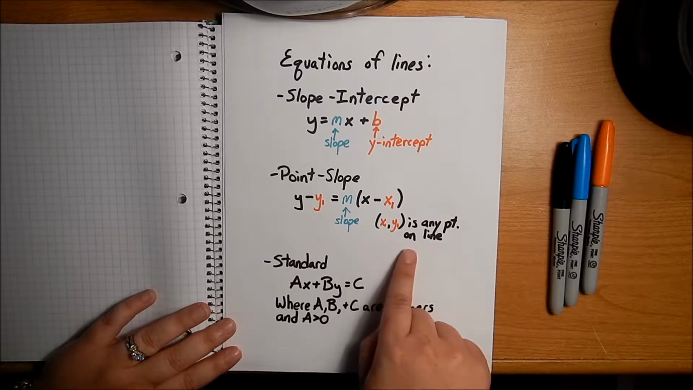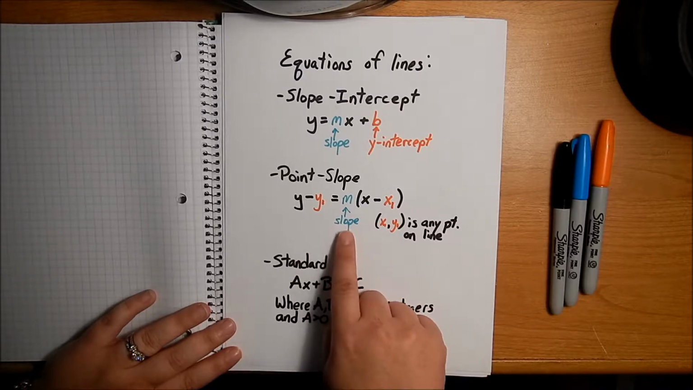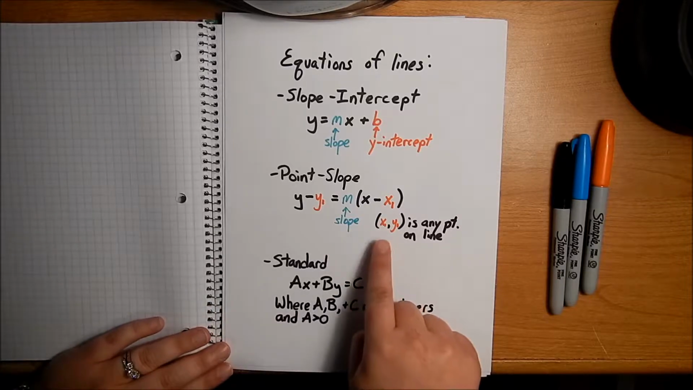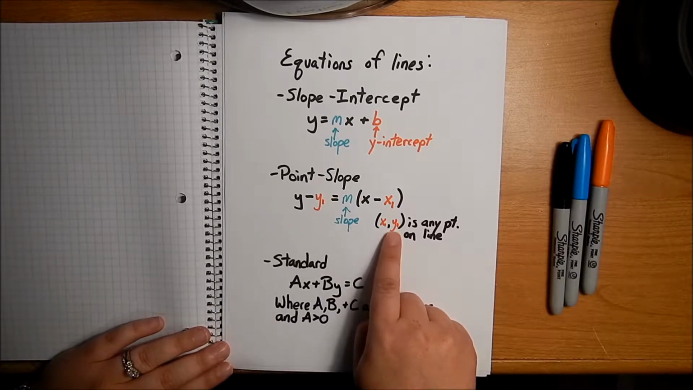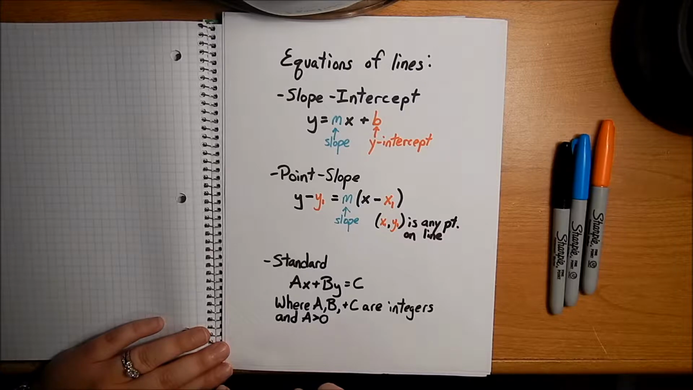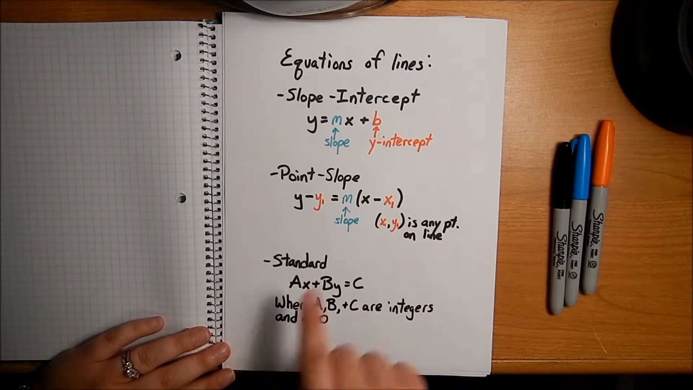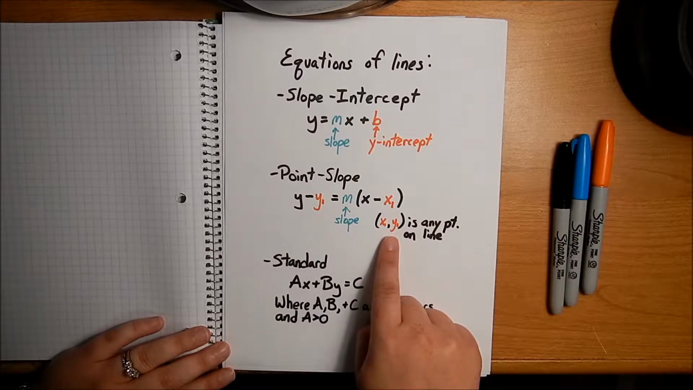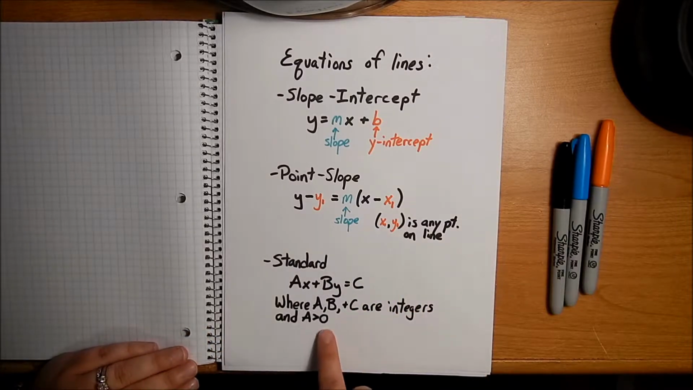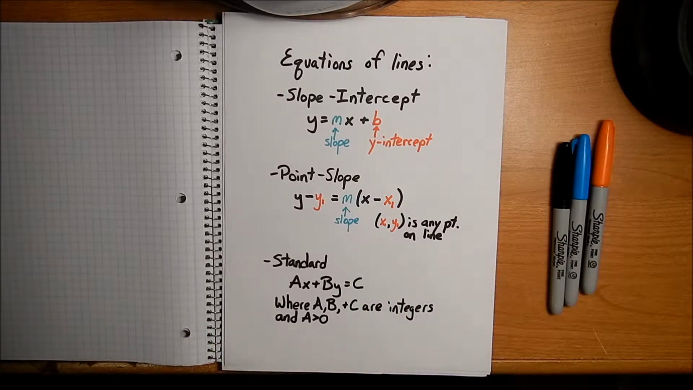Then we have point-slope, where again you see that we need the slope. So same as before, but this time you have a point, (x1, y1), which is any point on the line. So all you need to write the equation in point-slope form is the slope and any point on the line. And then we have standard form, which is ax plus by equals c.